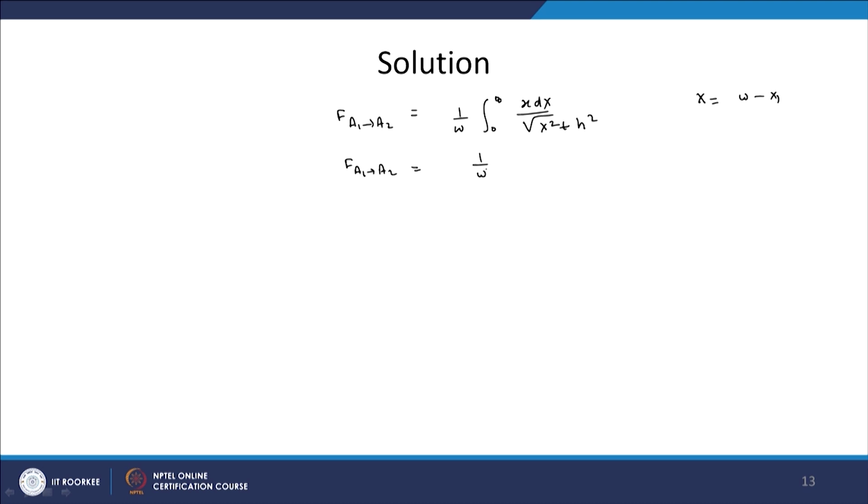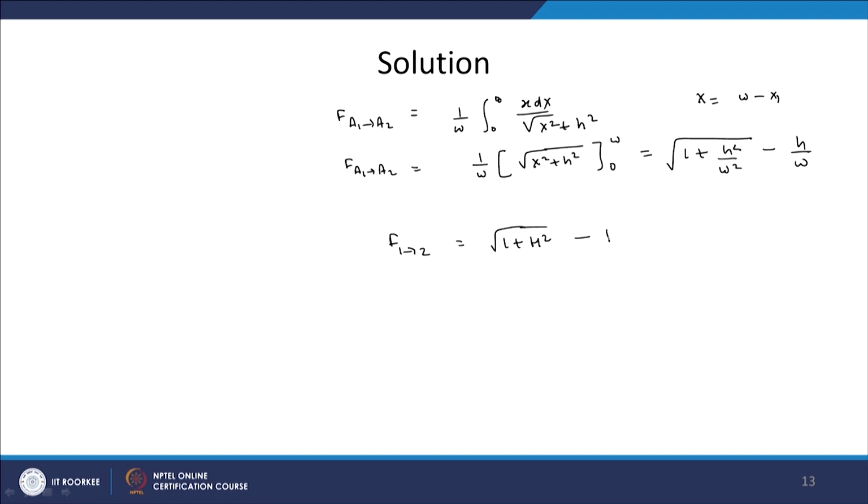1 upon w, root x square plus h square, from 0 to w, and this will be equal to 1 plus h square upon w square, minus h upon w. So, this is the view factor basically. F 1 to 2 for this configuration using the area integration technique is simply root of 1 plus H square, minus H, where H is equal to h by w. So, this is how you can apply the area integration technique and find the view factors.